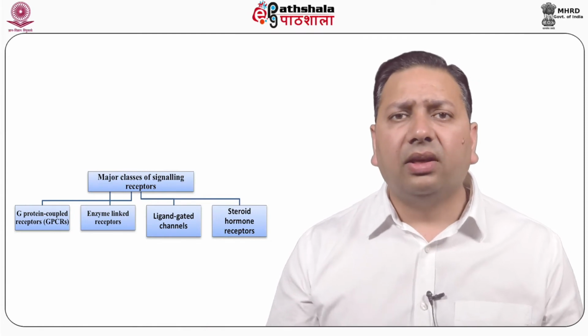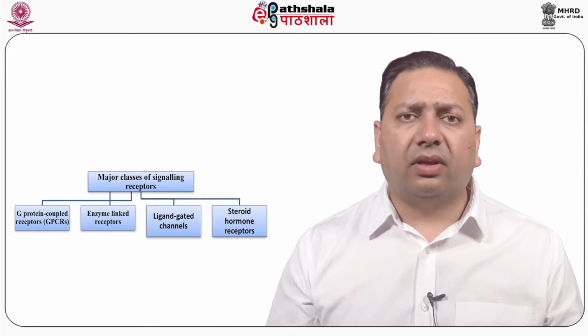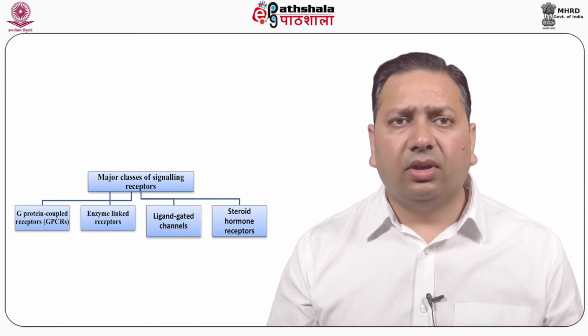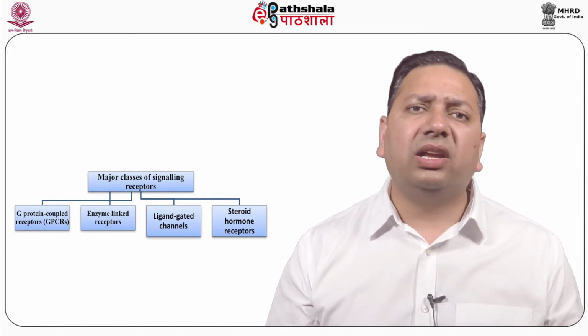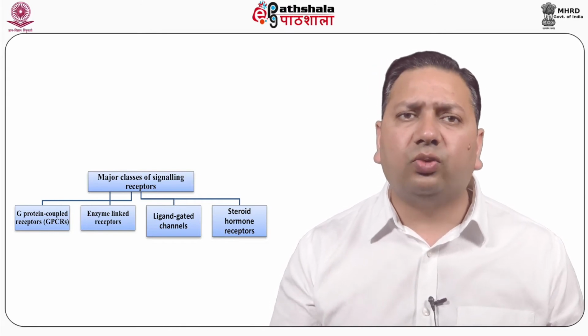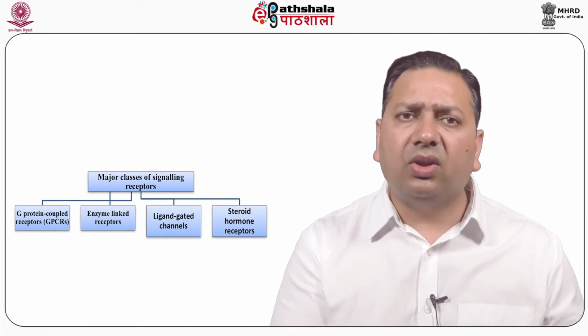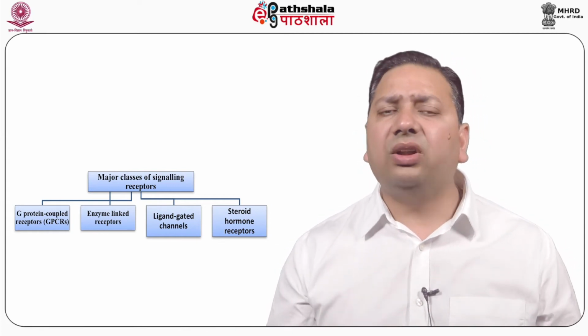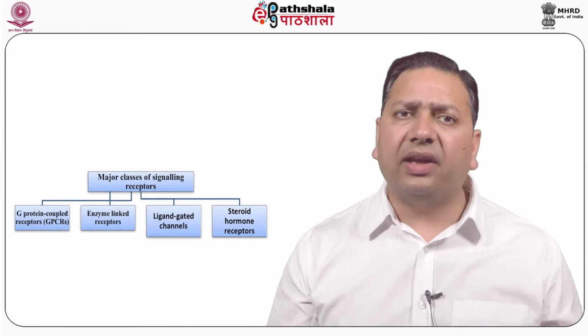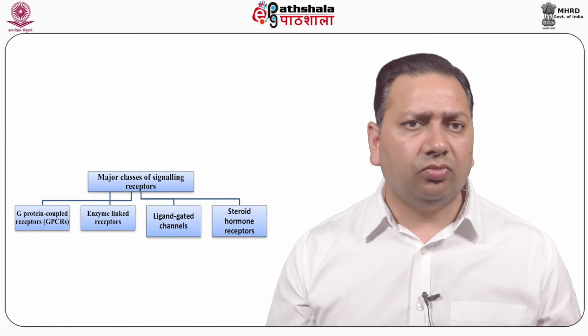For example, insulin-like growth factor receptors, which we call IGFR. Number 3, we have ligand-gated channels. The ability of these proteins to conduct a flow of ions across the plasma membrane is regulated by direct binding of a ligand, such as calcium, sodium, and potassium.